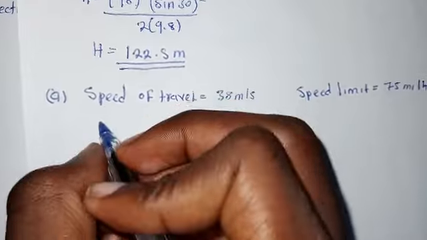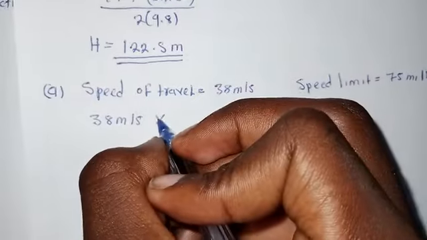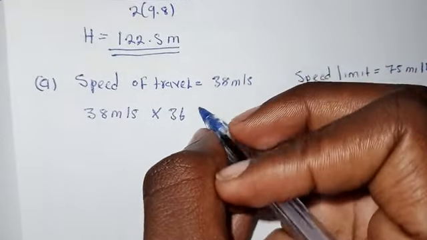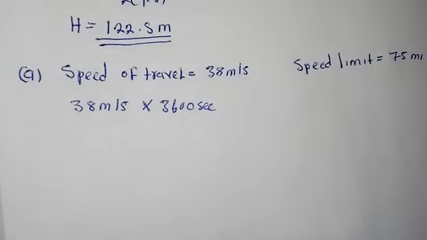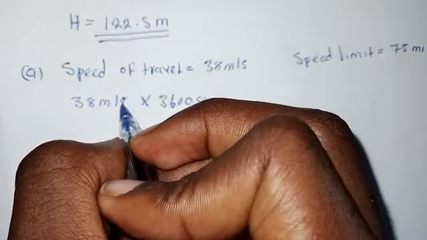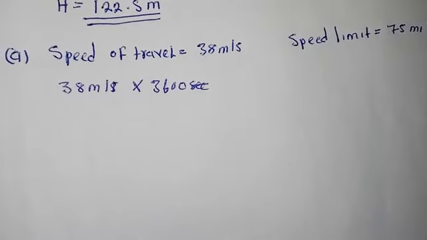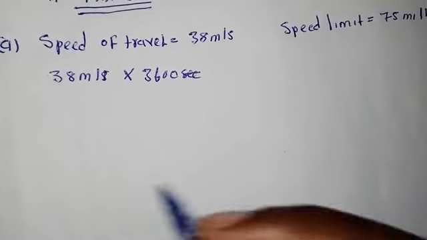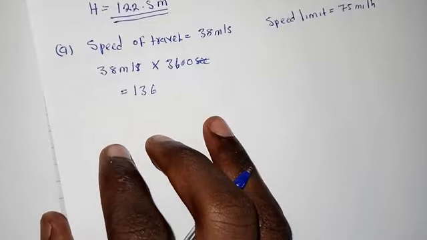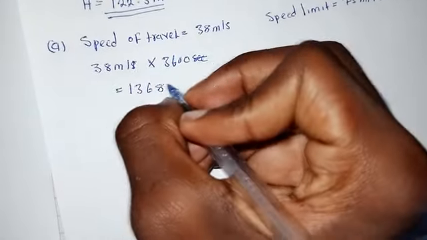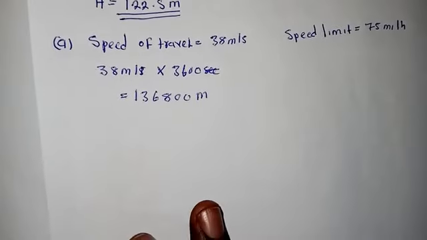So we're going to say that 38 meters per second is going to be multiplied by 3,600 seconds. Okay? But we know that this second and this second are going to cancel, and we're going to have 38 multiplied by 3,600. This is going to be 136,800 meters. So we keep this one.